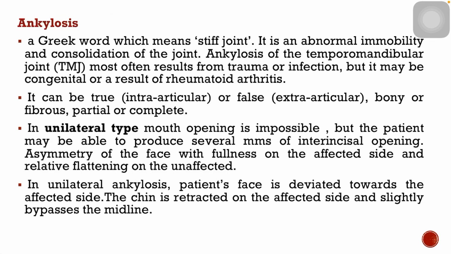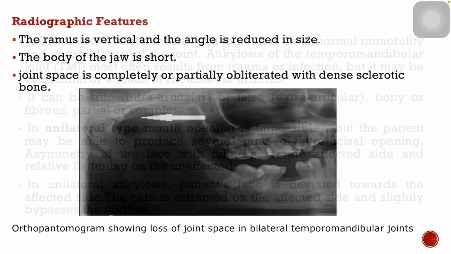Unilateral mouth opening is impossible, but the patient may be able to produce several millimeters of interincisal opening. Asymmetry راح أشوفها بالface with fullness on the affected side and relative flattening on the unaffected side. In unilateral ankylosis, the patient's face is deviated toward the affected side. The chin is retracted on the affected side and slightly bypasses the midline.